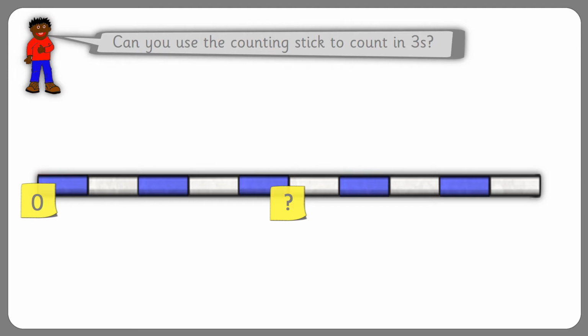Okay, so Sunny has put 0 at the start of his counting stick. Each of the lines are 3 more. So again, it's counting in threes. What is the mystery number?